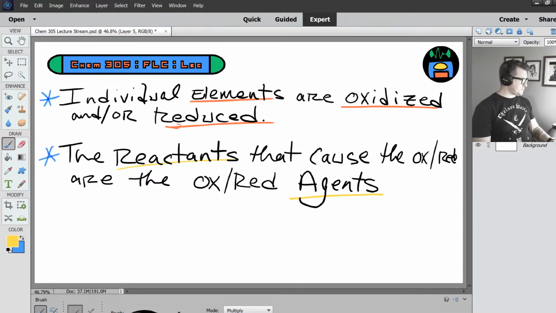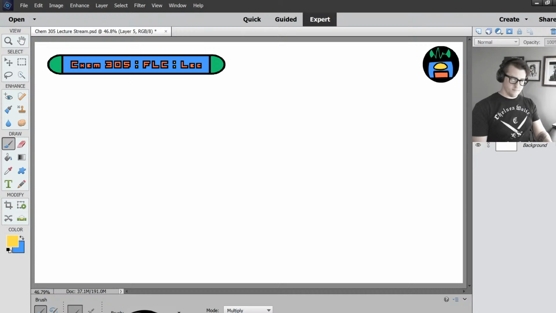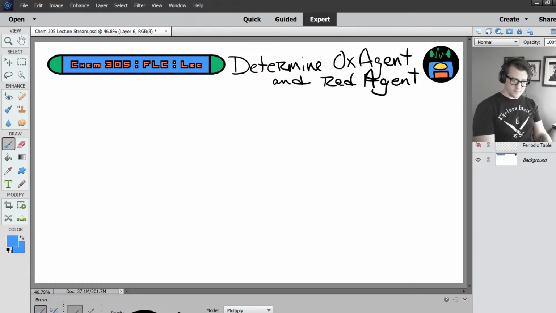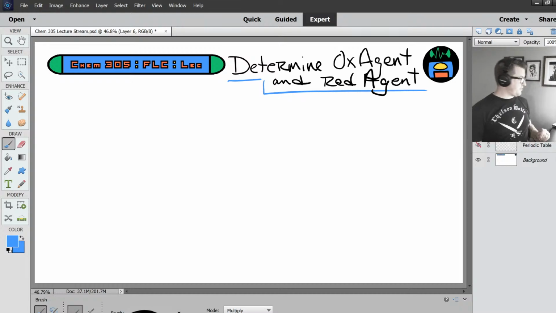All right. So let's do a few examples. For each of the following reactions, let's determine the oxidizing agent and the reducing agent for the following reactions.